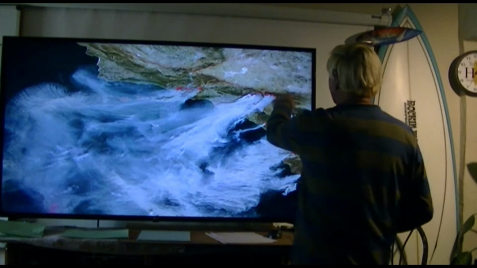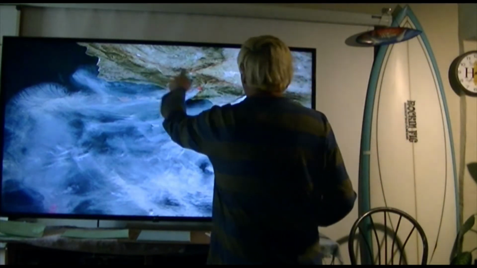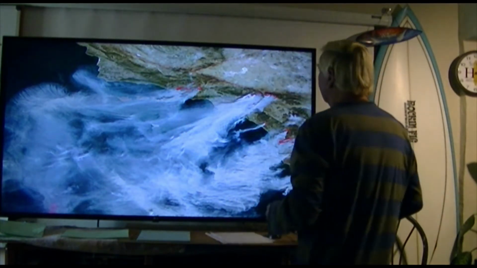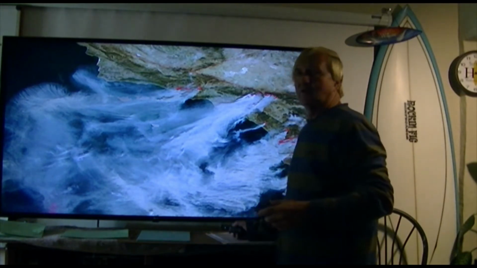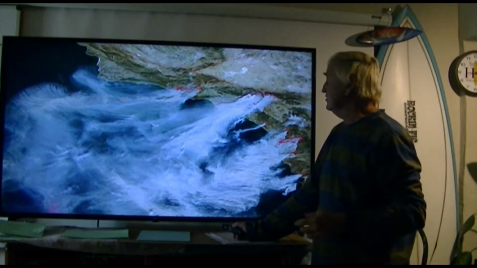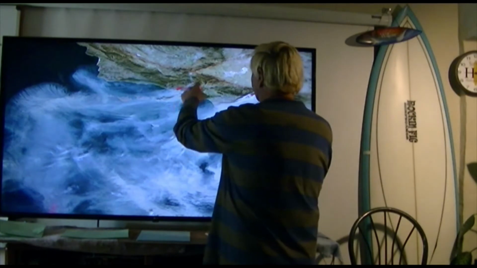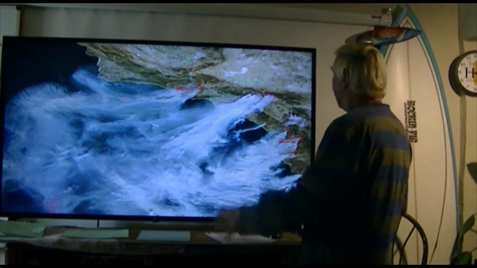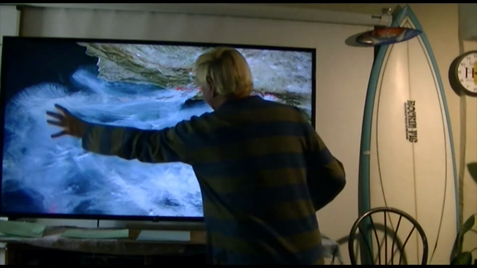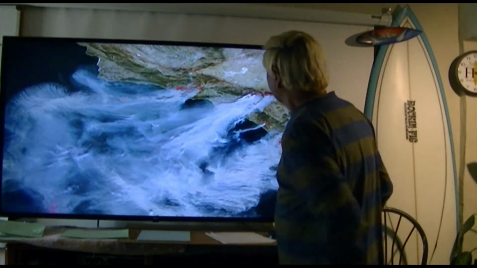We can see our San Andreas Fault right here. And there's another fault called the Garlock Fault. This is actually during October, during the height of fire season. So all the red dots represent fire. So this shows the Santa Ana condition with the winds blowing offshore, taking all the smoke out there.